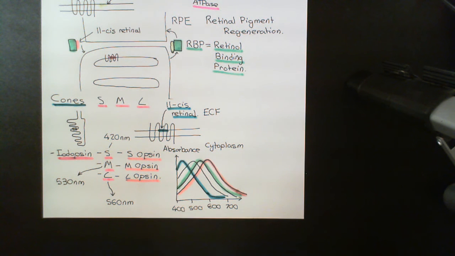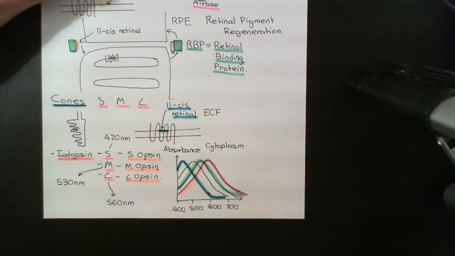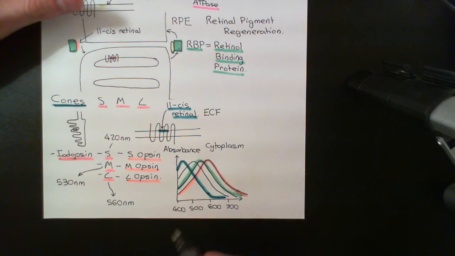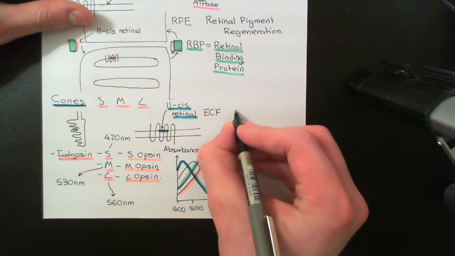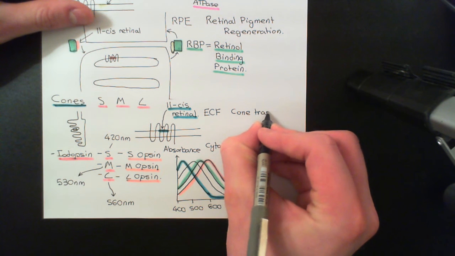Now here's a minor difference that I'm going to tell you about, but isn't particularly important. The heterotrimeric G-protein that the iodopsins are going to activate inside cones will be slightly different from the heterotrimeric G-protein that rhodopsin would activate inside rod cells. Specifically, we will now call it cone transducin instead of rod transducin.